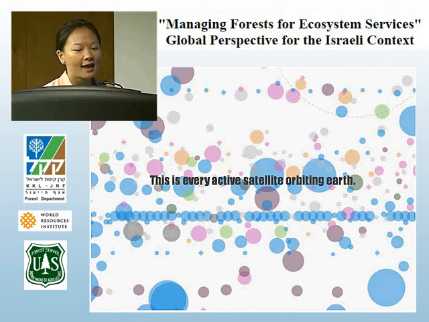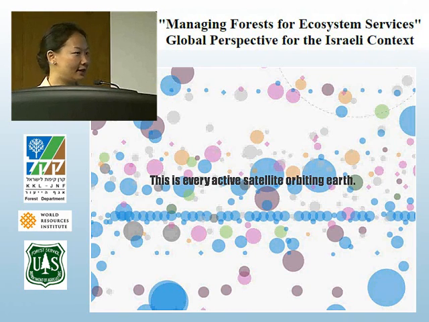And to help you realize how enormous of a progress we have made in terms of technology, this is a picture if we were to put every active satellite orbiting the Earth on a piece of paper. This is how it would look like. So think about the power we have to observe the planet today.